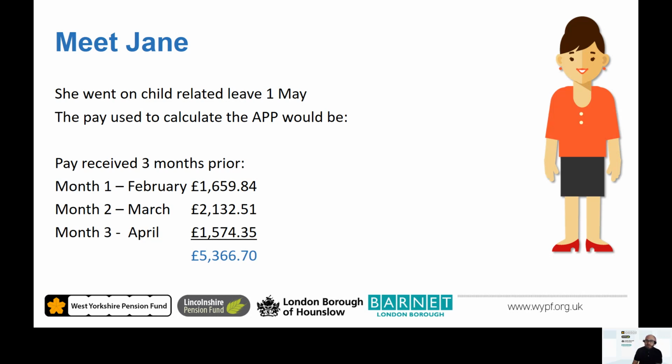So Jane went on child-related leave on the 1st of May, which means in order to calculate APP, we would need to look at the last 3 full months prior to the effective date. As the child-related leave commenced in May, we will be looking at the previous 3 months, February, March and April, giving us £1,659.84 in February, £2,132.51 in March and £1,547.35 in April, providing a total of £5,366.70.